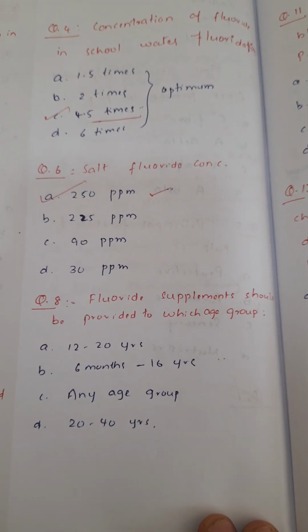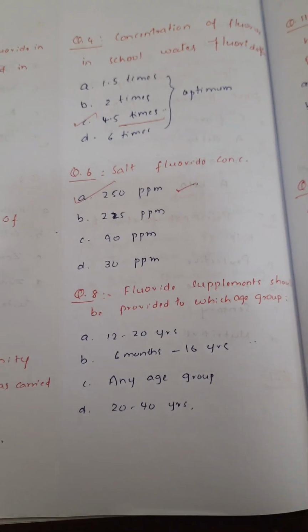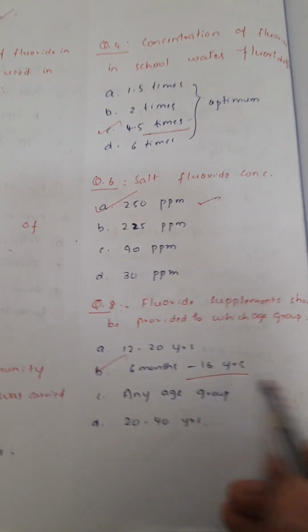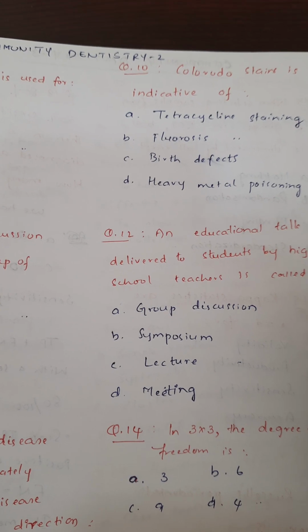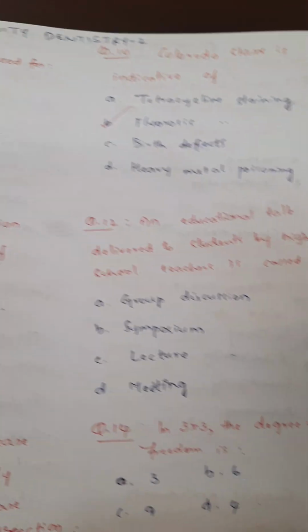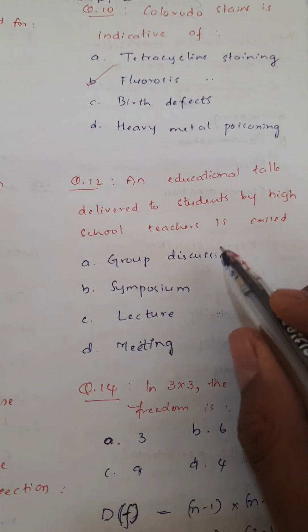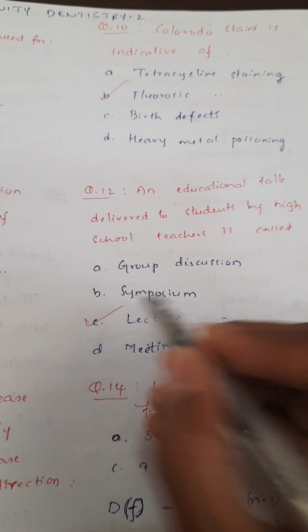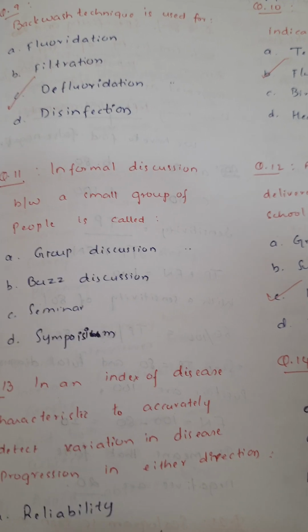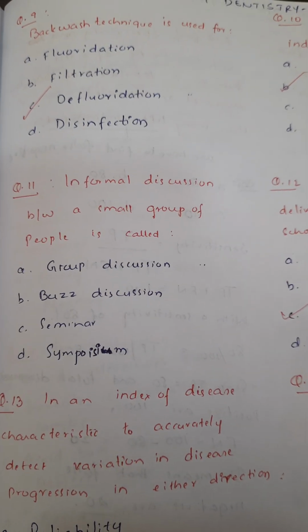Fluoride supplements should be provided to which age group? It should be between 6 months to 16 years. And the next question, backwash technique is used for defluoridation. Colorado stains is indicative of fluorosis. An educational talk which is delivered to students by high school teachers is known as lecture. And informal discussion between a small group is known as group discussion.